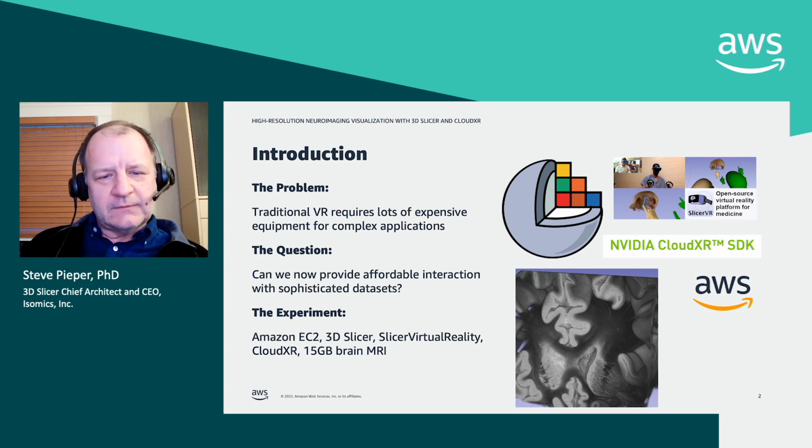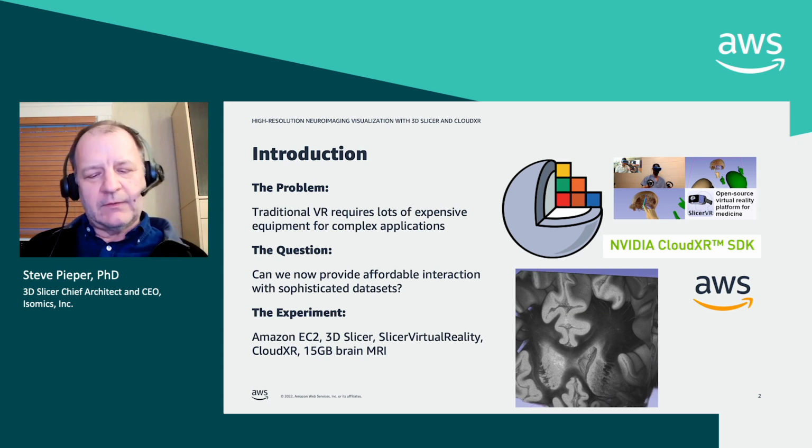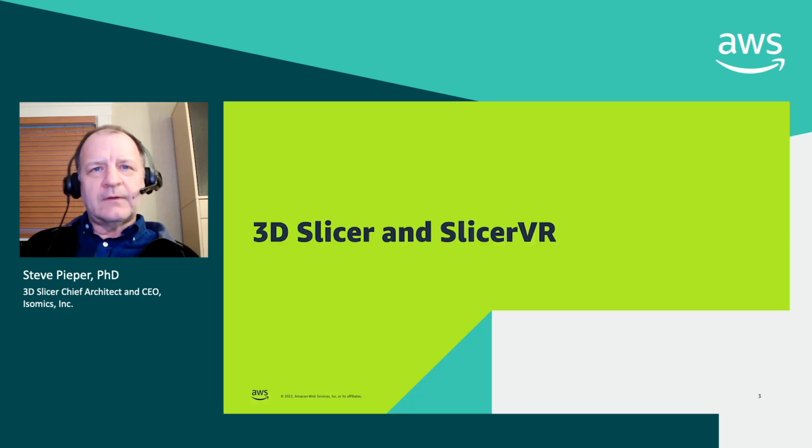And so what we decided to do was to really explore this using an experiment that pulls into play Amazon AWS EC2, a software package called 3D Slicer with an extension for Slicer virtual reality, and an NVIDIA CloudXR technology that's recently become available. And we're going to apply it to a very large neuroimaging data set and see how well everything performs. So first, I want to give you some background about the 3D Slicer application and the 3D Slicer virtual reality extension.